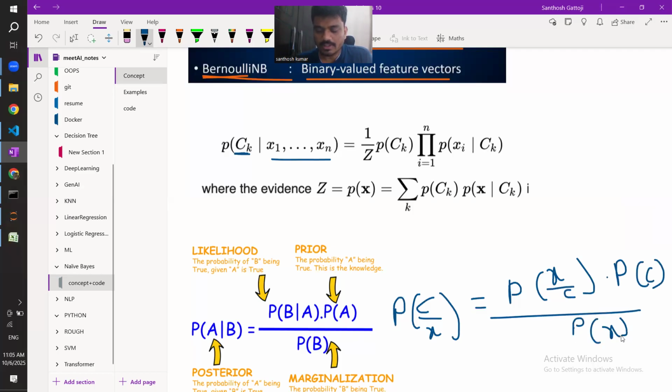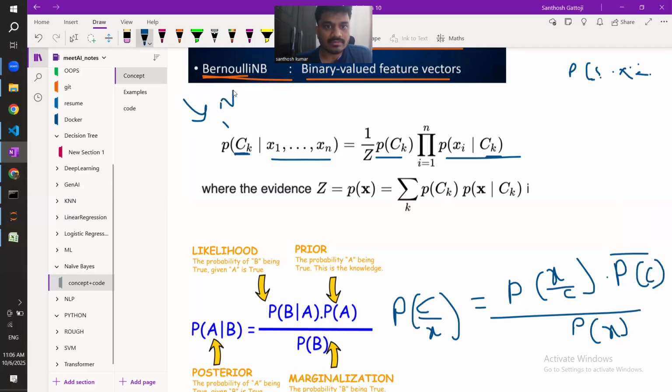So here, probability of c into probability of x given c. So this is pi. Pi means multiplication, for all features, just like how we did probability of sunny given no, we'll do multiplication, right? So multiply from i to n, each probability given this c of k. Now this c of k could be yes or no.